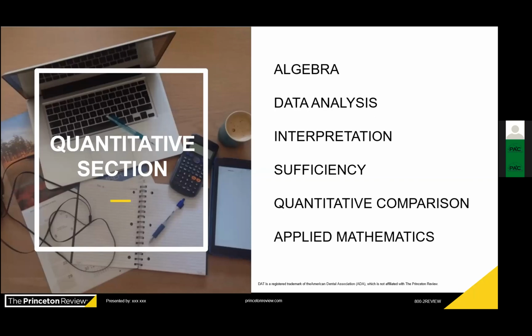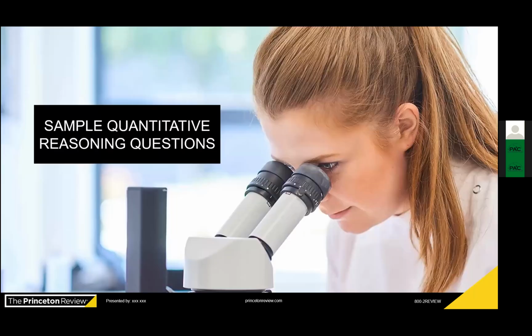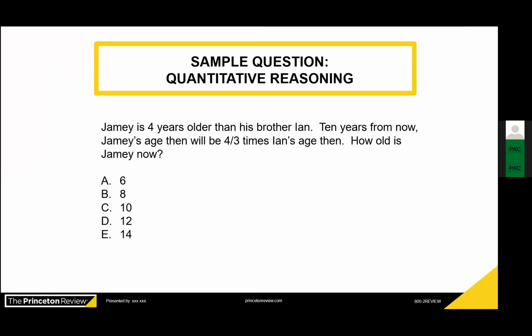You will have 45 minutes to answer 40 questions, so that's about a minute per question. You will be provided with a basic 4-function calculator that's available on your screen. The calculator will be available for this section only. So there you have it. We've gone through every section of the DAT. That's the DAT in a nutshell. Here are some sample quant questions that you can work through on your own.